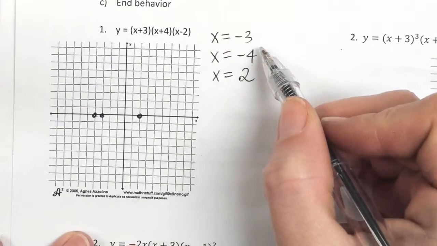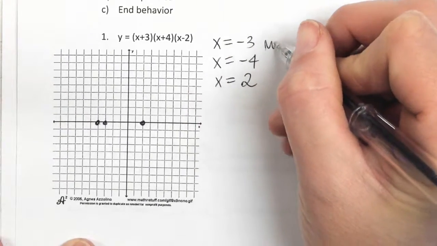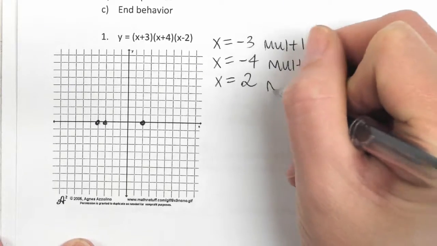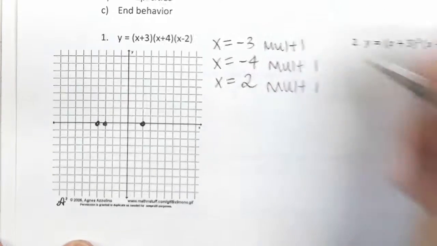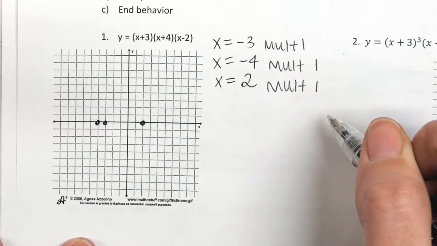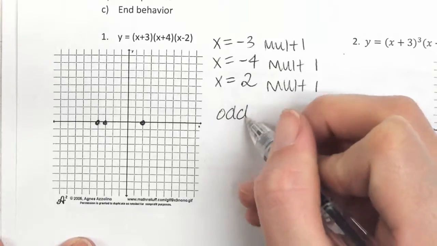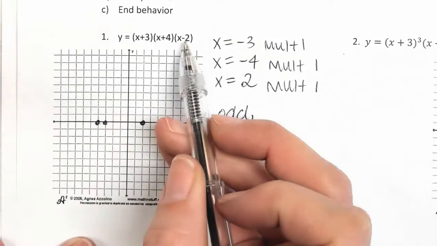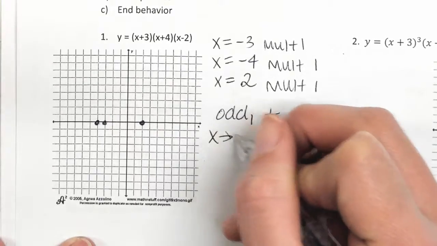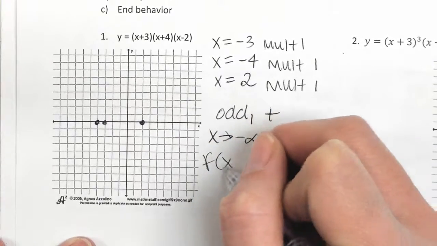What's the multiplicity of this -3? Of -4 and 2. So this would make this what kind of degree? Odd or even? Odd. And would it have a positive or negative leading coefficient? Good. So as x goes on the left side, f of x is going to go to what?